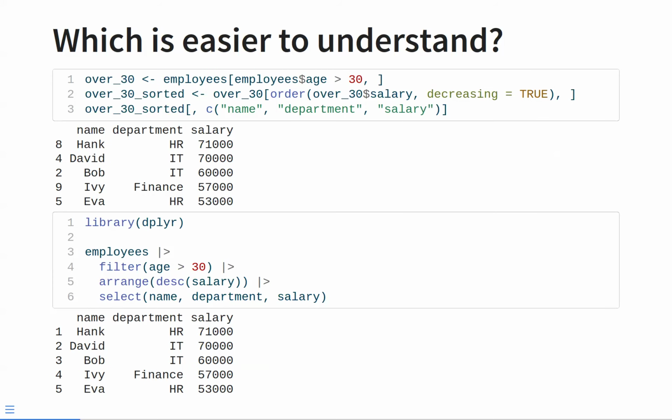Now, suppose that I wanted to select only the employees whose age is over 30, that I wanted to sort these employees' records in descending order by their salary, and then I wanted to select only the columns name, department, and salary. On this slide, I show two different ways of achieving the same thing. At the top is the base R approach, building on what we learned in our very lengthy lecture on base R programming. And at the bottom is the dplyr approach.